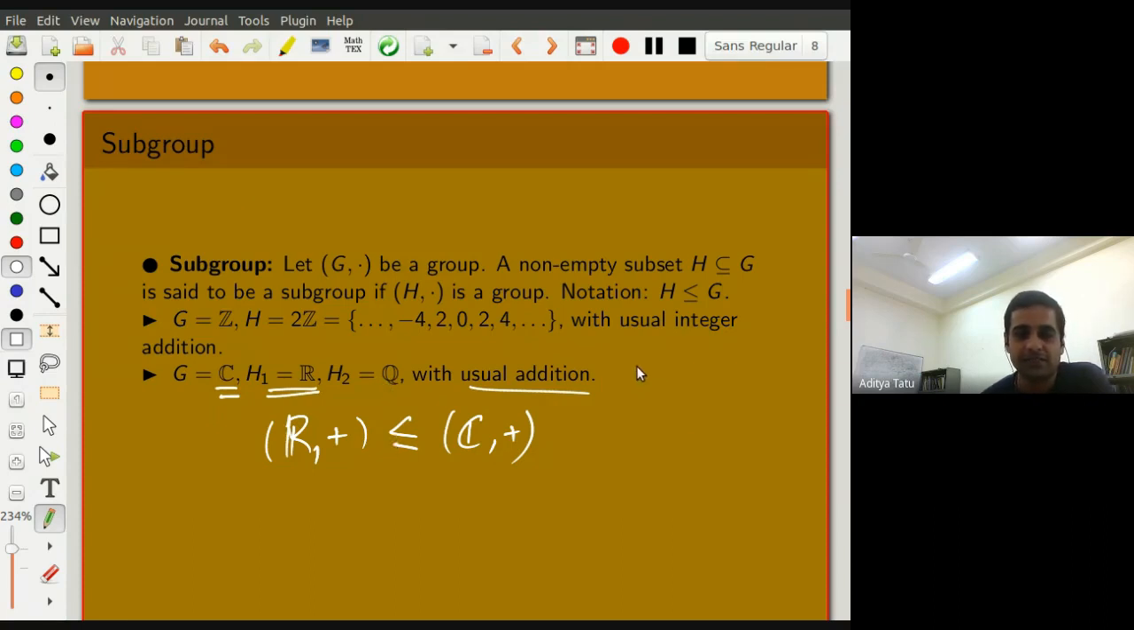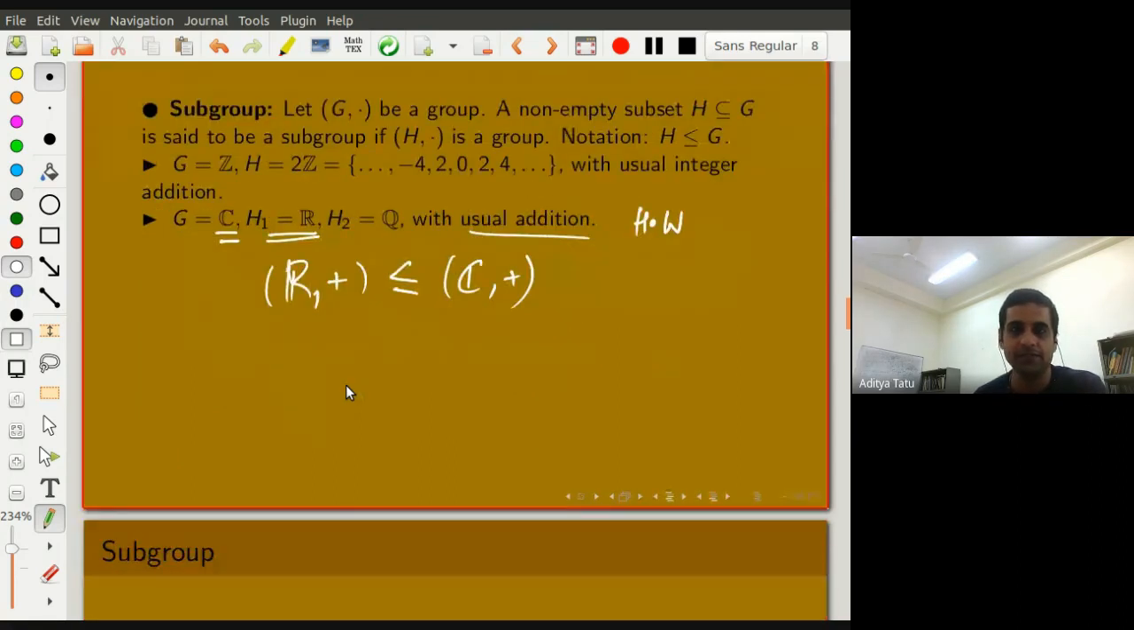Take this maybe as a homework or a practice question. We all know these are subgroups in some sense, but you now need to convert this intuitive knowledge into proper, rigorous mathematical proofs. Okay, let's proceed.